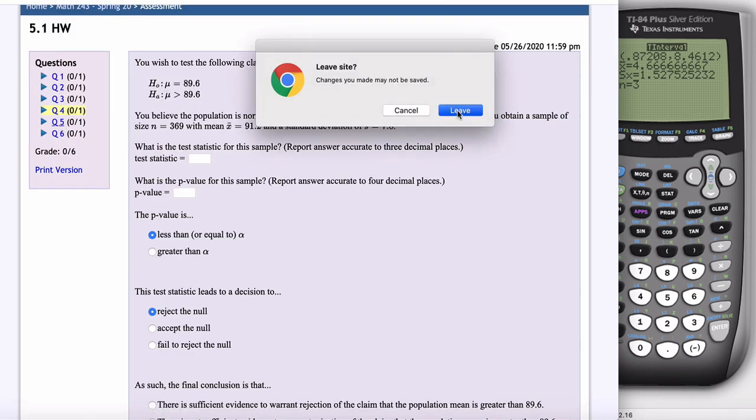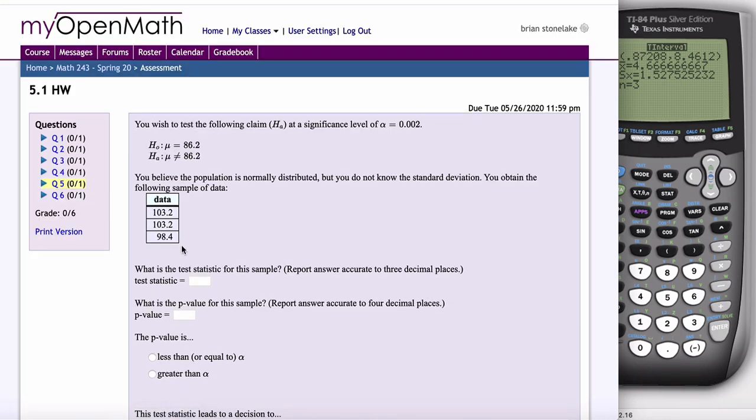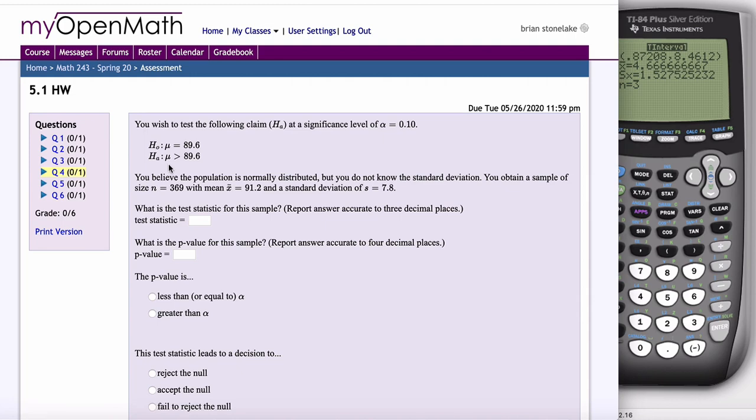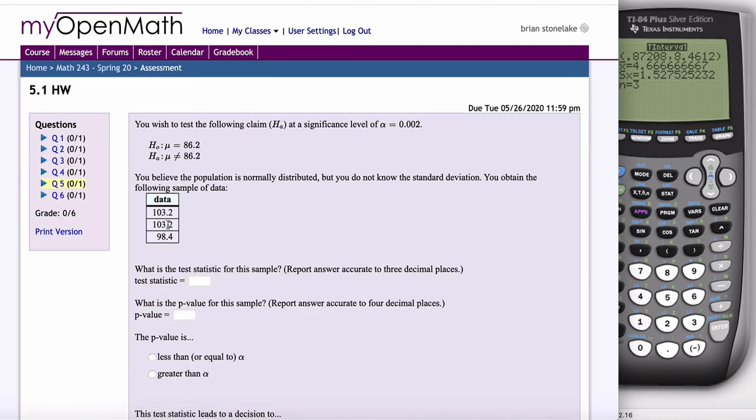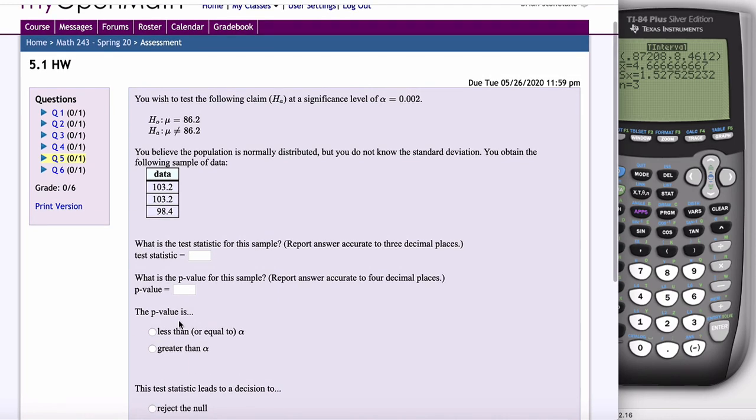Question 5, same idea. You're still doing hypothesis testing, except now you have sample data instead of statistics about the data. So on this one, you're choosing t-test and telling it to have statistics. In this one, you'll type these numbers into a list, choose t-test, and tell it you have the data itself. But again, it's the p-value method you can see it set up for here, test statistic and p-value. You can answer the question.